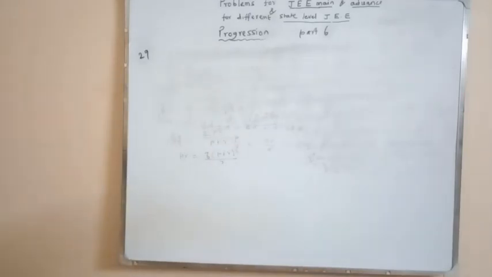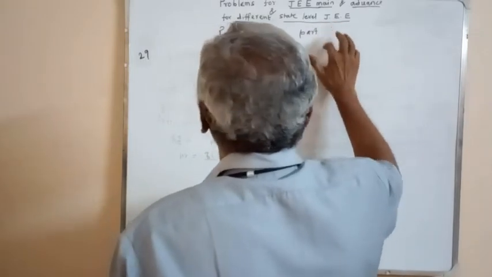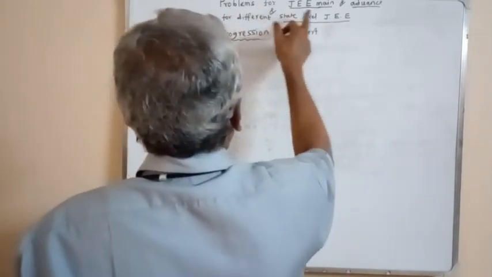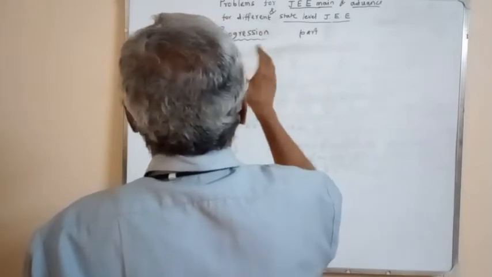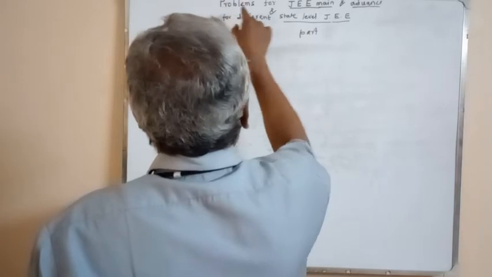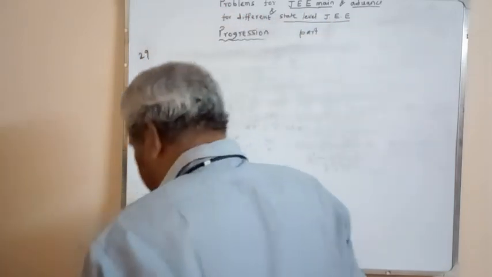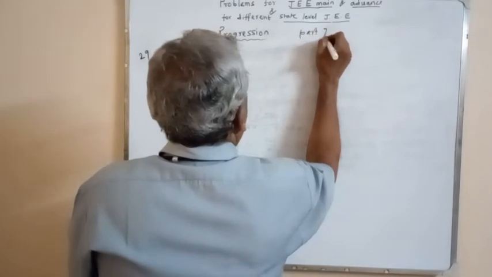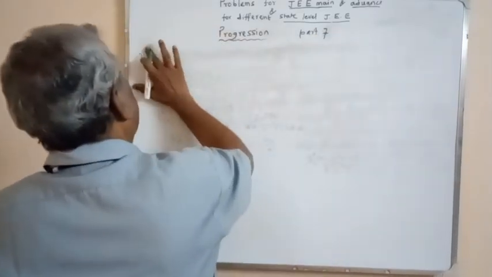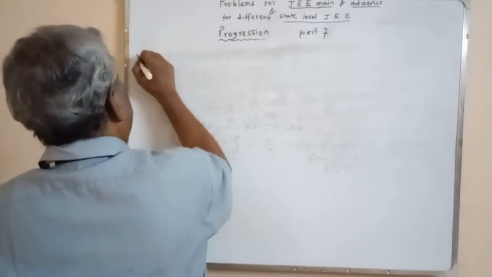Welcome. Today is the seventh part of the chapter Problems for JEE Main and Advanced. The chapter is progression, for the preparation of JEE Main and Advanced and for different state level joint entrance examinations. It is the seventh part. The first problem is 30 of the series.